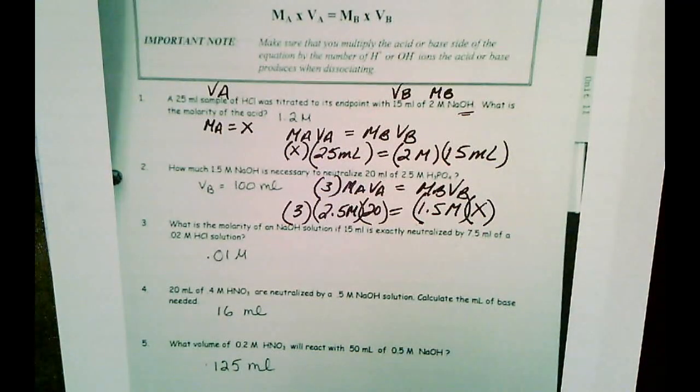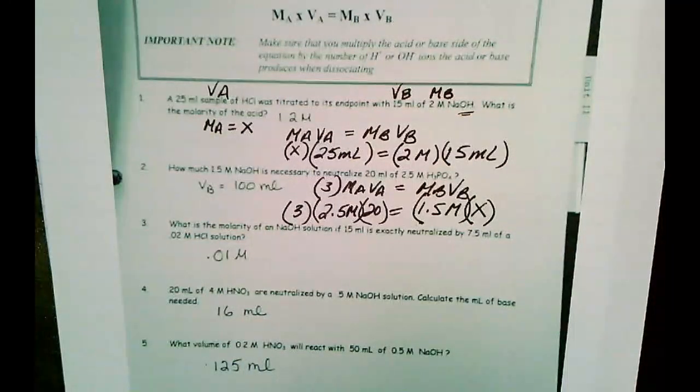So I'm just going to check it just to make sure using a calculator. 3 times 2.5 times 20 gave us 150, divided by 1.5 gave us the 100 milliliters back. That's good.